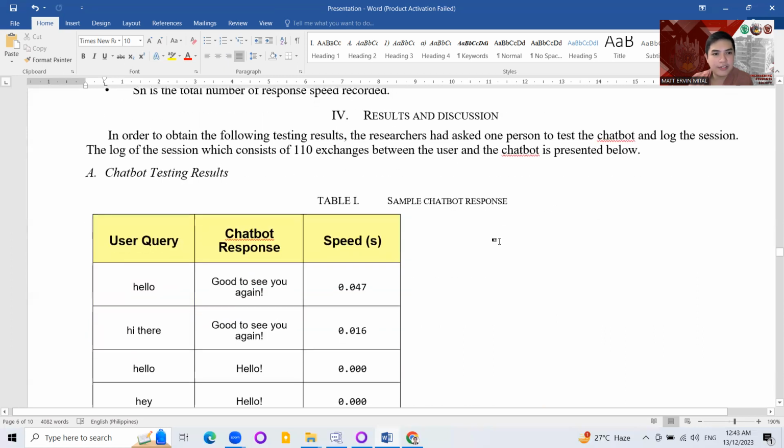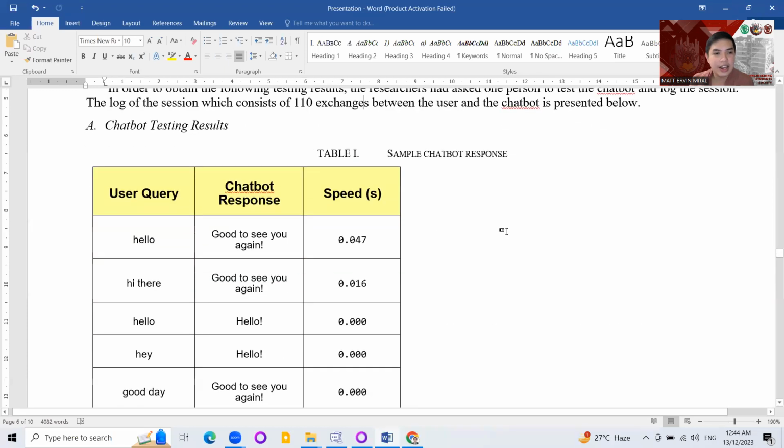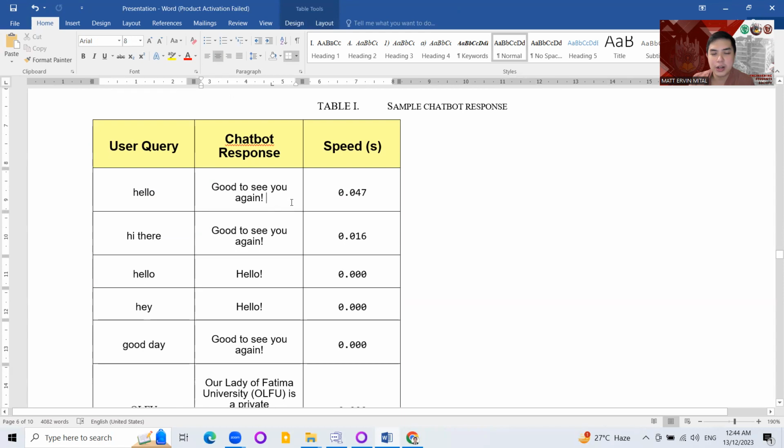We have here the chatbot testing results. But before that, let me tell you the testing procedure. The log of the session consists of 110 exchanges between the user and the chatbot. To highlight again, there are 16 questions or similar questions that are inputted in the system. Let's see what the response of our chatbot is. Here, "hello." The chatbot response would be "good to see you again." For the second one, "hi there," it's also "good to see you again." So the chatbot interprets this as a positive input. As you can see, the speed is almost or equal to 0 seconds, which is good for a system.